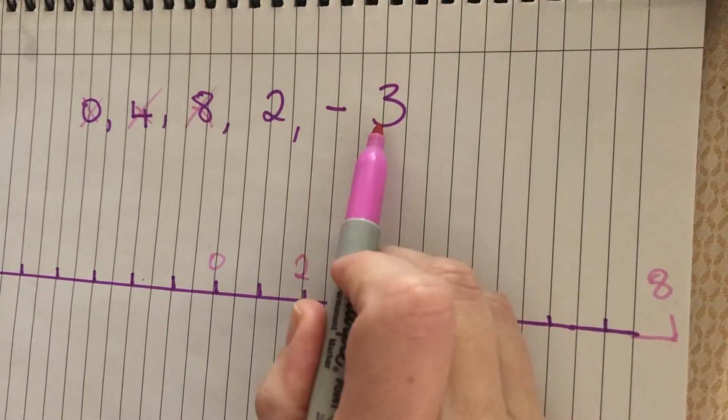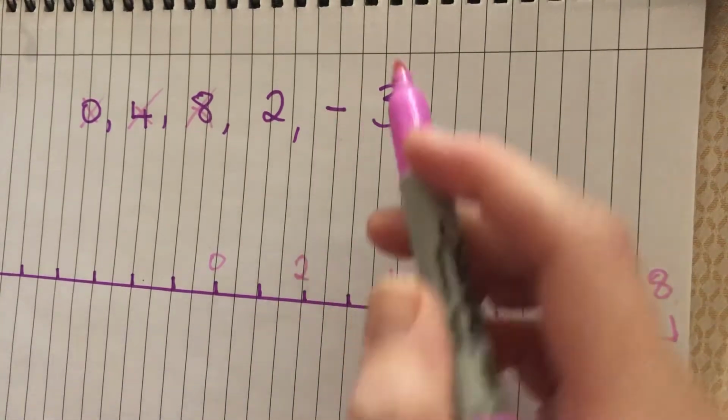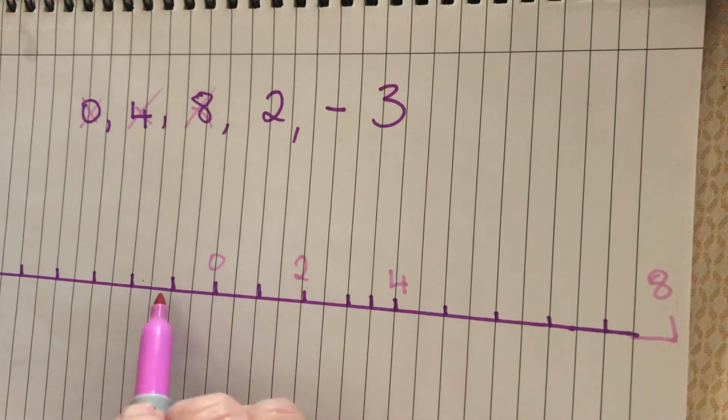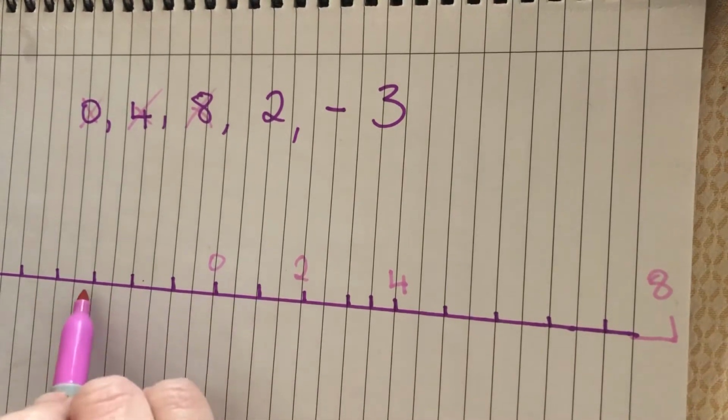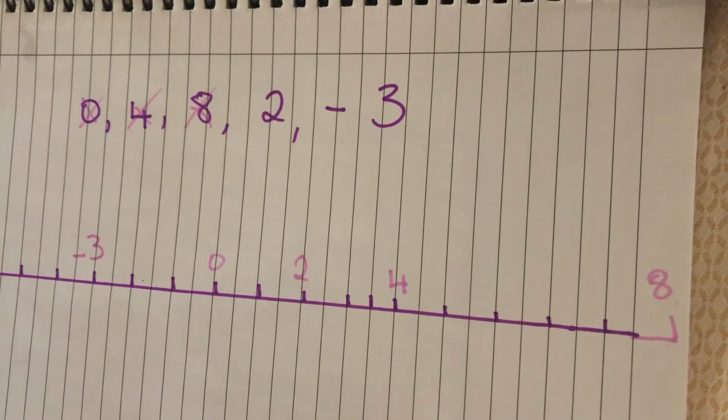Now -3, so remembering that negative goes in the other direction, right? So we're starting at 0, but this time we're going -1, -2, -3, and popping our -3 on there. Okay, that's a perfectly acceptable way of doing it.